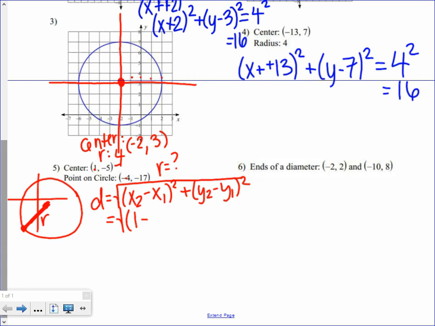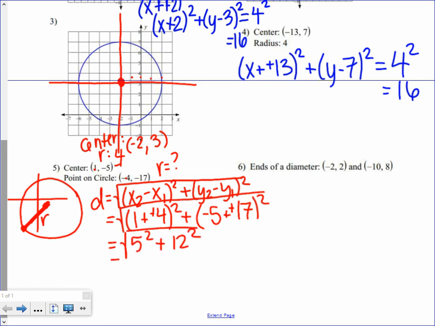So 1 minus -4 squared plus -5 minus -17 squared. And so I have the square root of 5 squared plus 12 squared, which is 25 plus 144, which is the square root of 169, which is 13. And so that 13 is our radius. And so now we have the radius and the center.